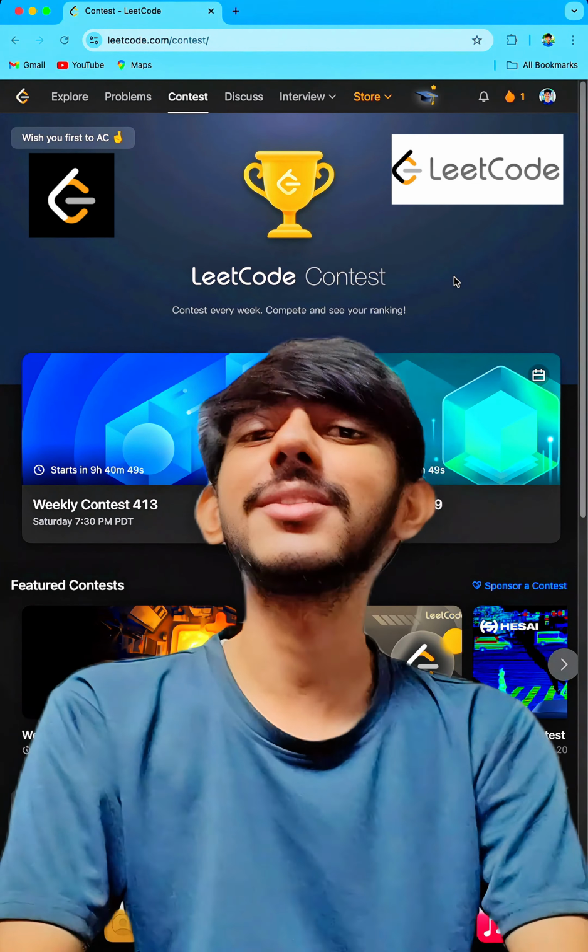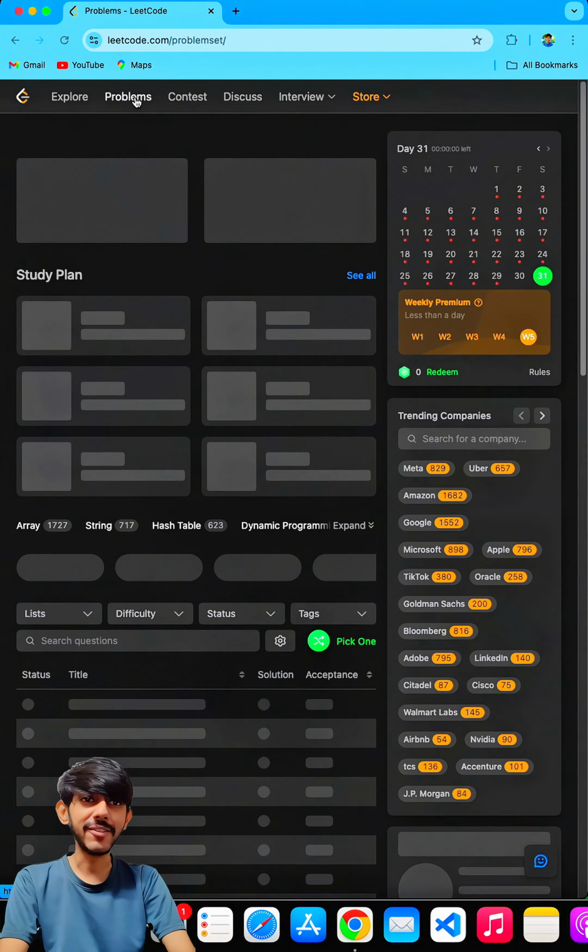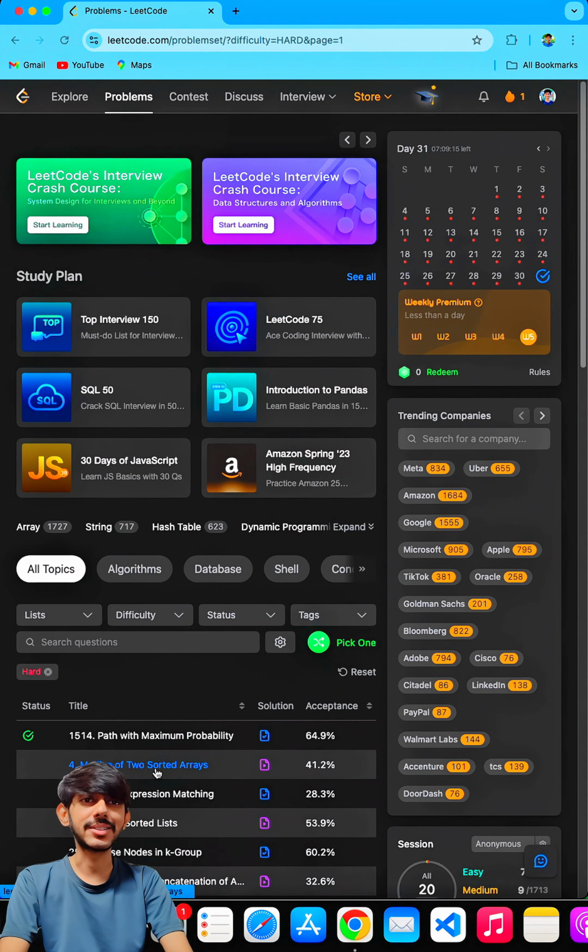So yeah, today I will be solving a LeetCode problem. After so many days, I am solving it again, so let it be. First, I am going to choose a hard problem, so I can easily understand my levels and everything.